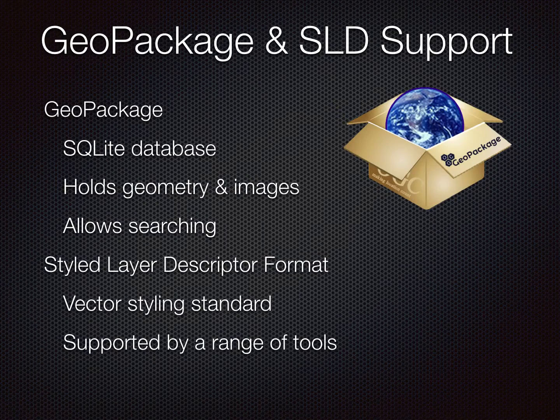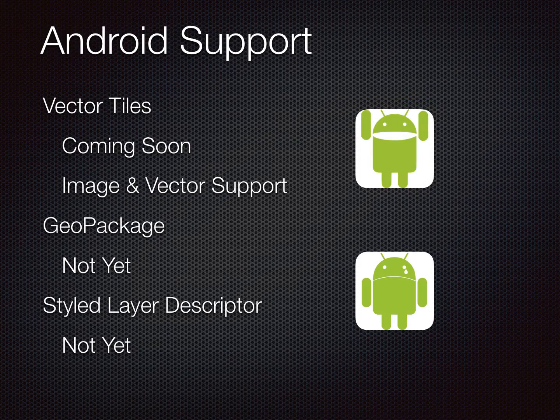Now rolling back to the more general vector map support, we're also going to add support for GeoPackage, which is a SQLite database that holds geometry and images. It's more flexible, it allows searching, it's an older format. And we're going to pair that with Styled Layer Descriptor format, which is kind of a more general styling scheme, which is supported by a lot of different packages like QGIS or ArcInfo, things like that. As far as Android support, the vector tiles are coming soon. And as for GeoPackage and SLD, those are not yet scheduled.